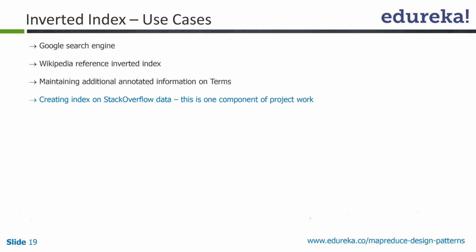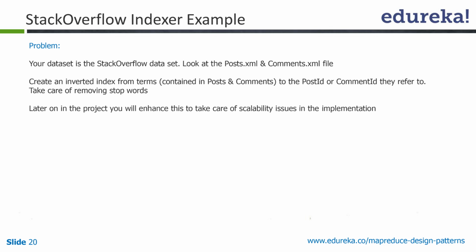Okay, so let's do a short demo of the Stack Overflow indexer example. Here we are looking at the data available in posts.xml and comments.xml. These are very, very huge files, so the data I'll use is going to be a subset of these. Our job here is to create an inverted index from terms to the post ID or comment ID they refer to, taking care of removing stop words.